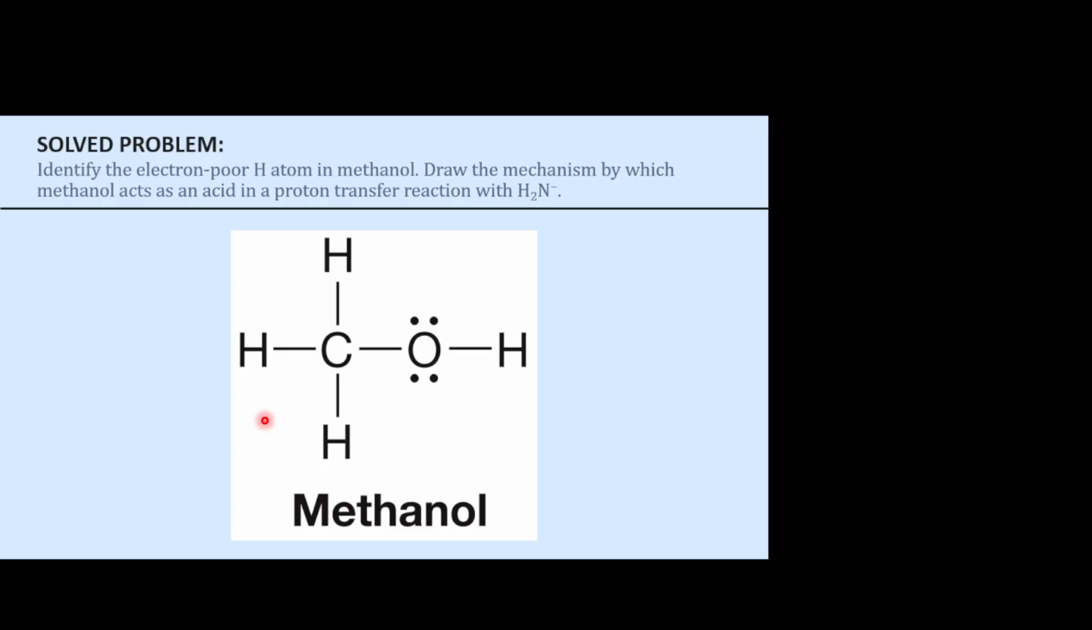Okay, let's try this right here. So let's identify the electron poor hydrogen atom in this methanol molecule. Draw the mechanism by which a methanol would act as an acid in a proton transfer reaction with H2N minus. So make sure you actually draw these out, because otherwise your brain is going to self-justify things.